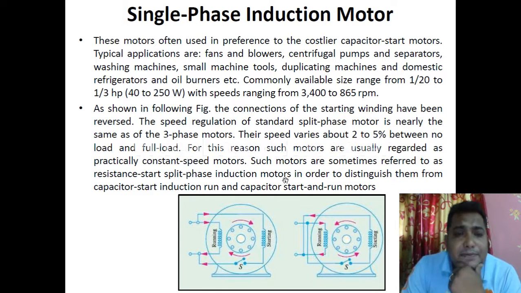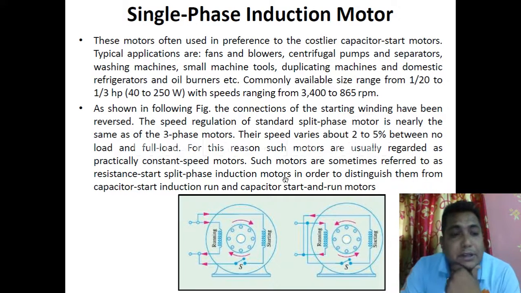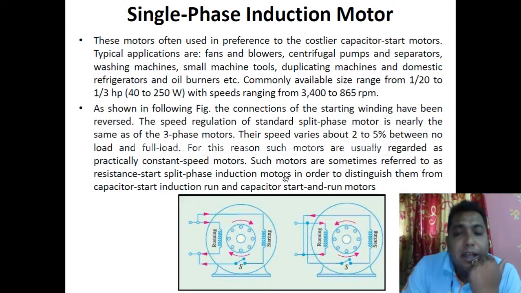As shown in the figure below, the connections of the starting winding have been reversed. The speed regulation of the standard split phase motor is nearly the same as that of the three phase motor. The speed varies by 2 to 5% between no load and full load. For this reason such motors are usually regarded as practically constant speed motors. Such motors are sometimes referred to as resistance start split phase induction motors, in order to distinguish them from the capacitor start induction motor and the capacitor start and capacitor run single phase induction motor.